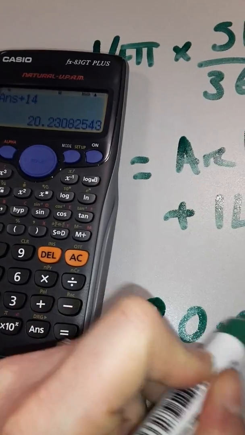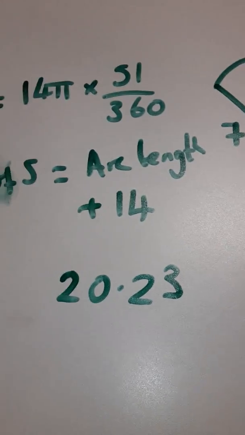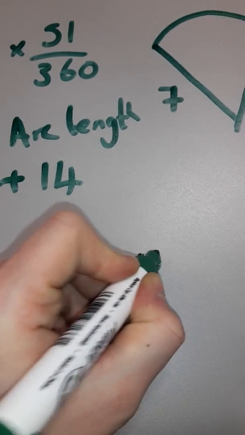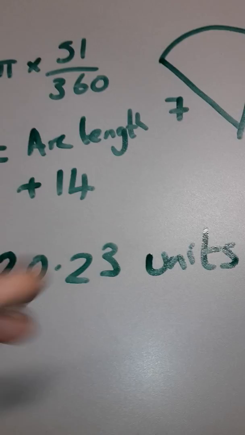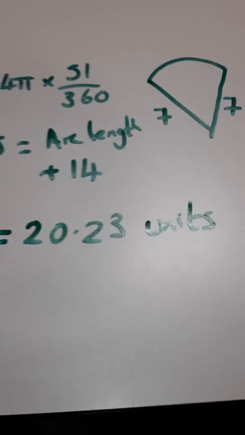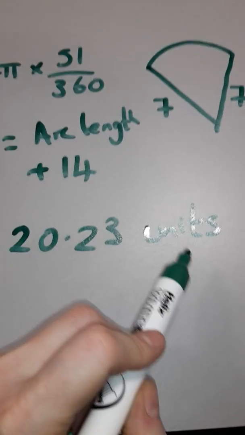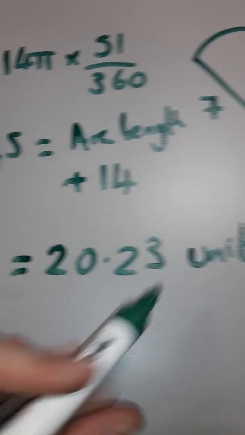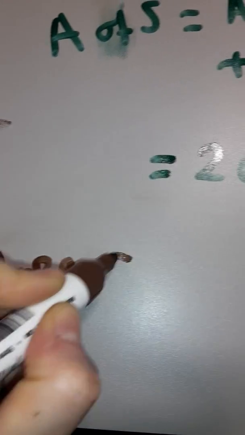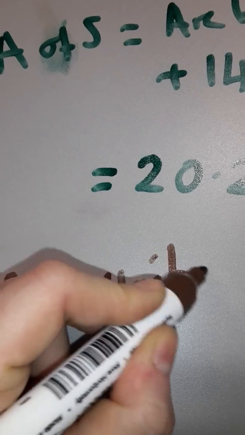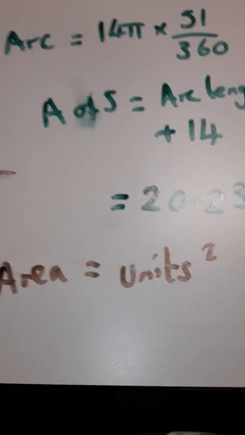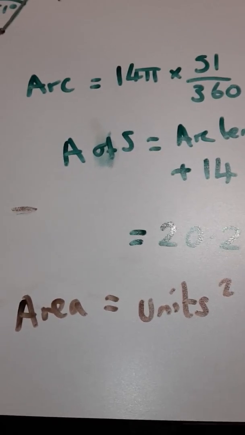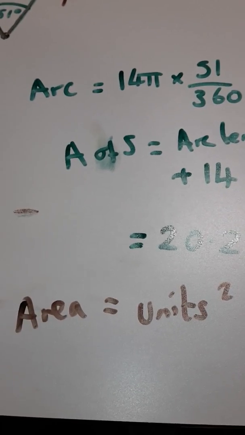So 20.23. Now I haven't given you a unit here, so I'm just going to put units. Okay. Now if this had been centimetres, I would have written centimetres here. If they don't state what the unit is, just put units. The same thing as, for instance, if you had an area, you should always put units squared if they don't specify what the measurements were in. But to be honest, they usually do.